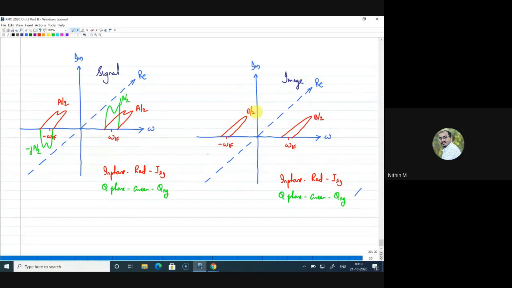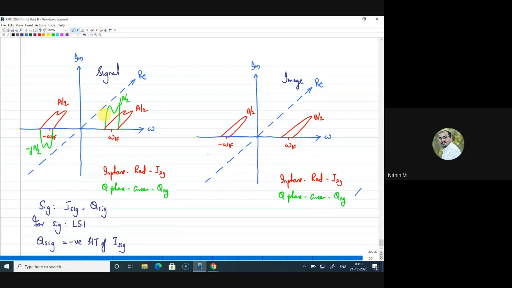Now the quadrature component. To draw the quadrature component, I'll just make a note here. What I am drawing here is the signal. Signal has I signal and Q signal, right? Now since for signal it was LSI, low side injection, the Q component, which is in green, will be the negative Hilbert transform of the I component. The I component is in red. The negative of the Hilbert transform is what you can see as the green component on the signal spectra.